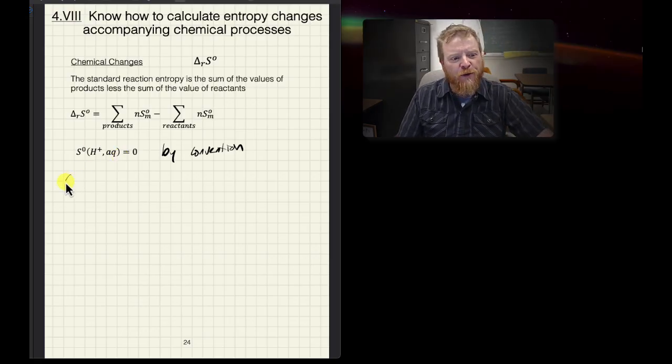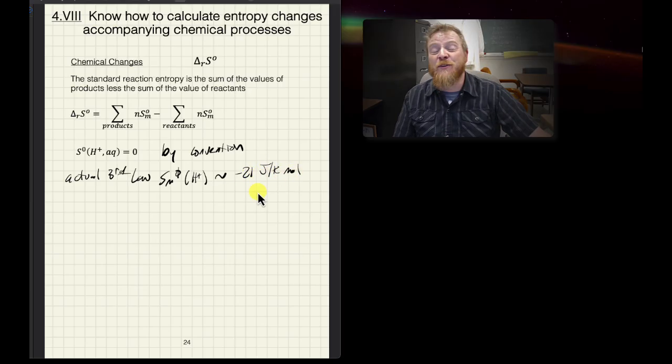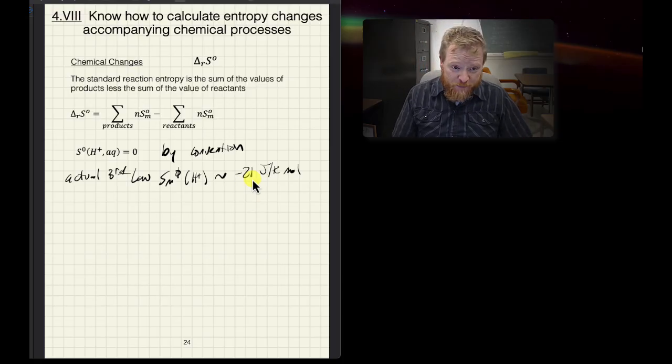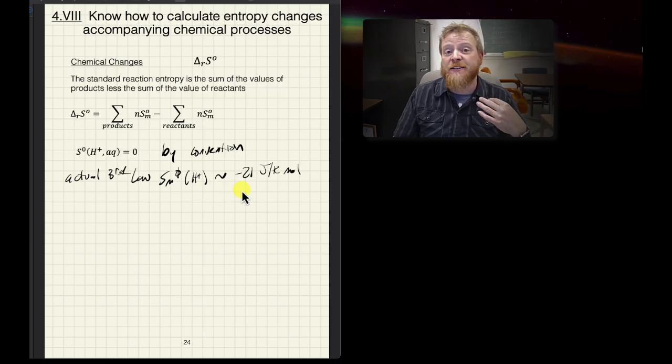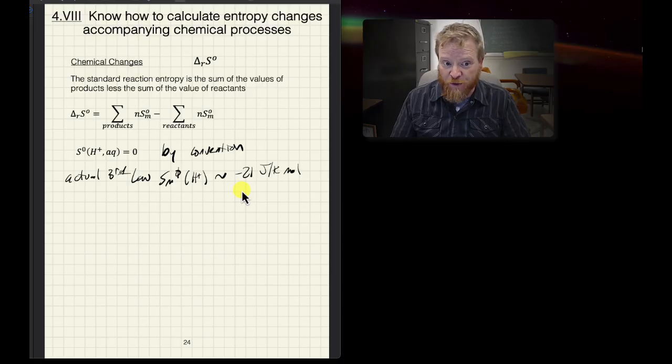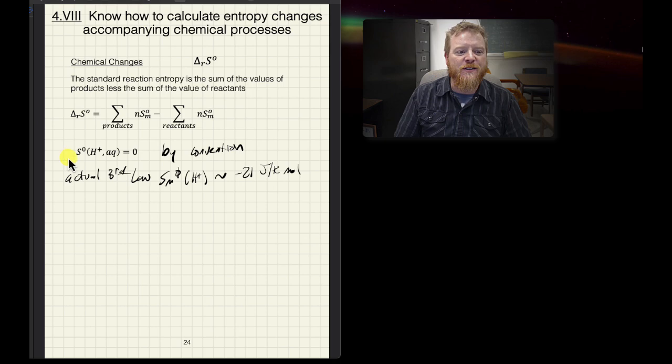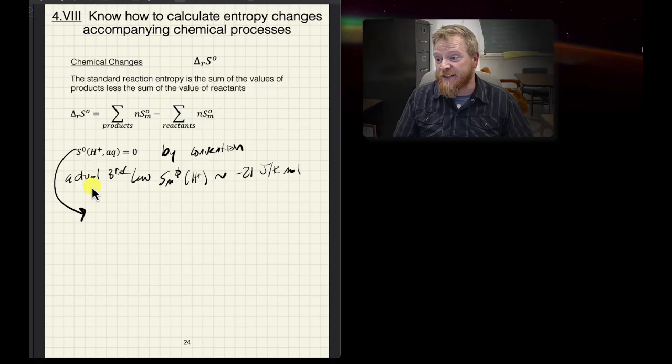So the actual third law values, actual third law molar entropy of H plus is agreed upon to be around negative 21 joules per K per mole, but that's very difficult to actually measure. And the idea of this actually being negative is that it suggests the presence of H plus in solution makes the solution more ordered by a decrease in entropy. All the same, with this 0 being our reference point, we can relate that to the presence of other ions in solution.